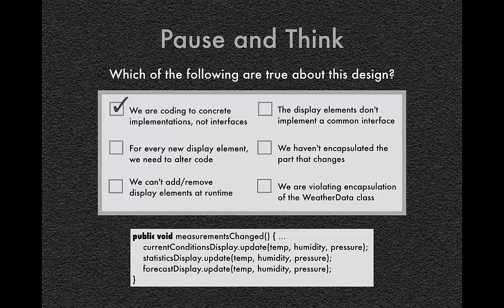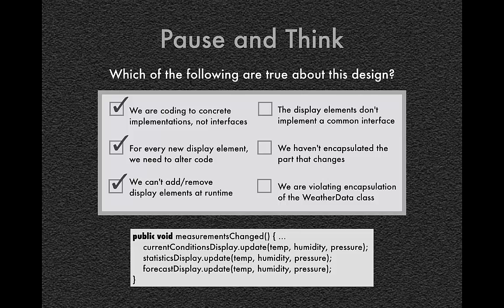Second, if we add a new display element to our application, do we have to alter code? Well, yes, we do. Specifically, we have to add another line that calls the update method on the new display element. Next, is it true that we cannot add or remove display elements at runtime? Yes, this is also true. We're declaring these 3 display variables somewhere in our weather data class and using them in the MeasurementsChanged method. We can't add or remove another one at runtime.